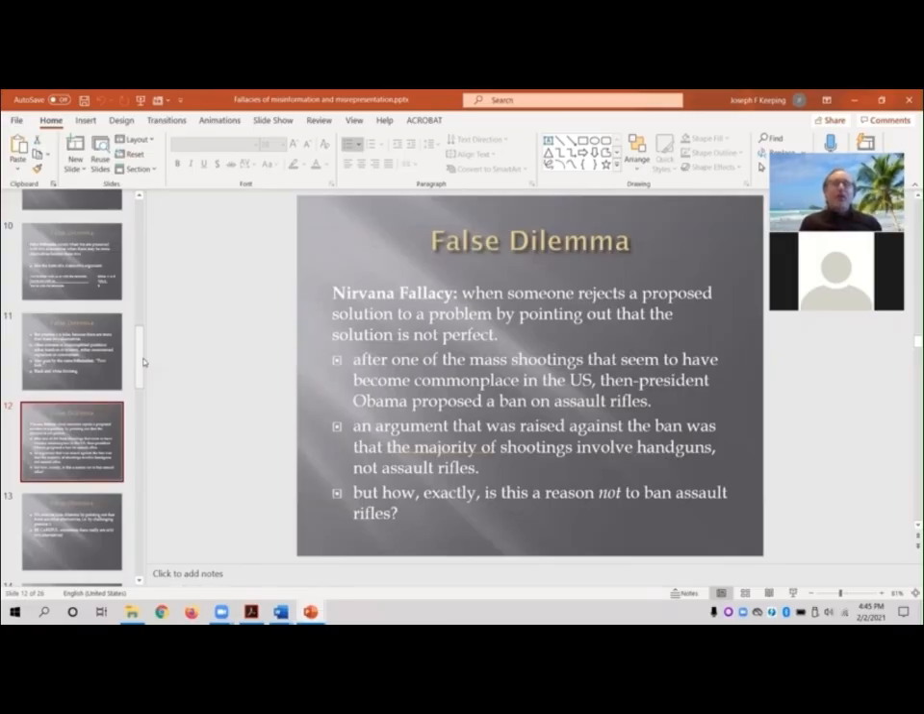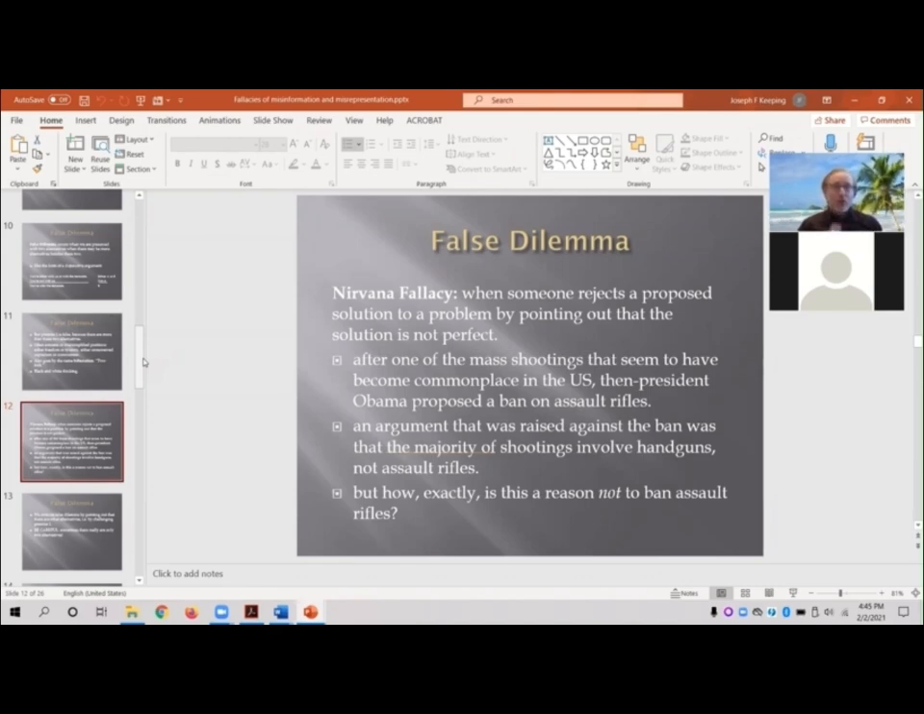I mean, it's not like the guy who was criticizing the proposed ban on assault rifles was saying, oh, instead we should ban handguns. He wasn't suggesting that. He was just pointing out, but you see, the problem with your proposal is that it won't completely eliminate gun deaths. Of course, Obama wasn't suggesting that it was even possible to completely eliminate gun deaths.